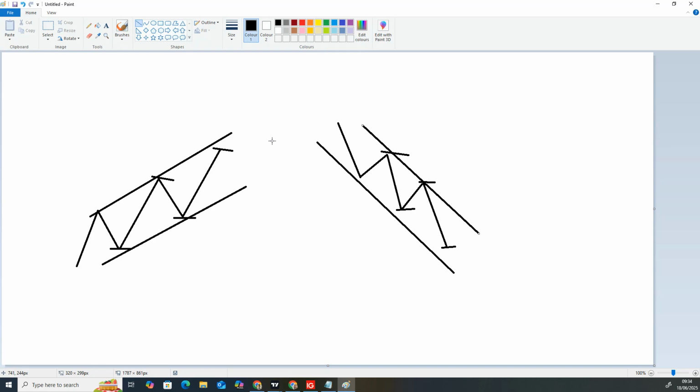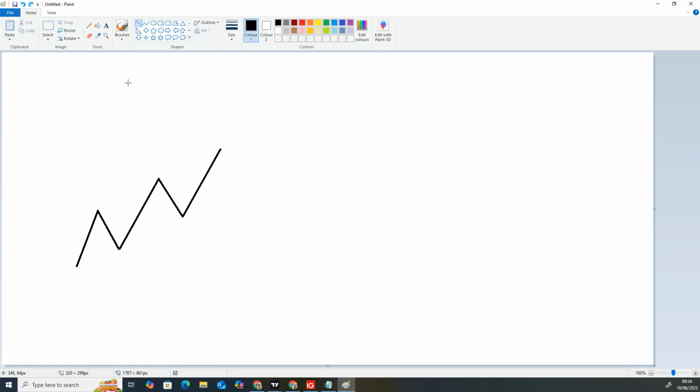So an uptrend shows that the buyers are in control and the market is pushing upward. In a downtrend, this means sellers are dominating the market and it is moving lower. Okay, so that is the first step of understanding what a trend up or down looks like.